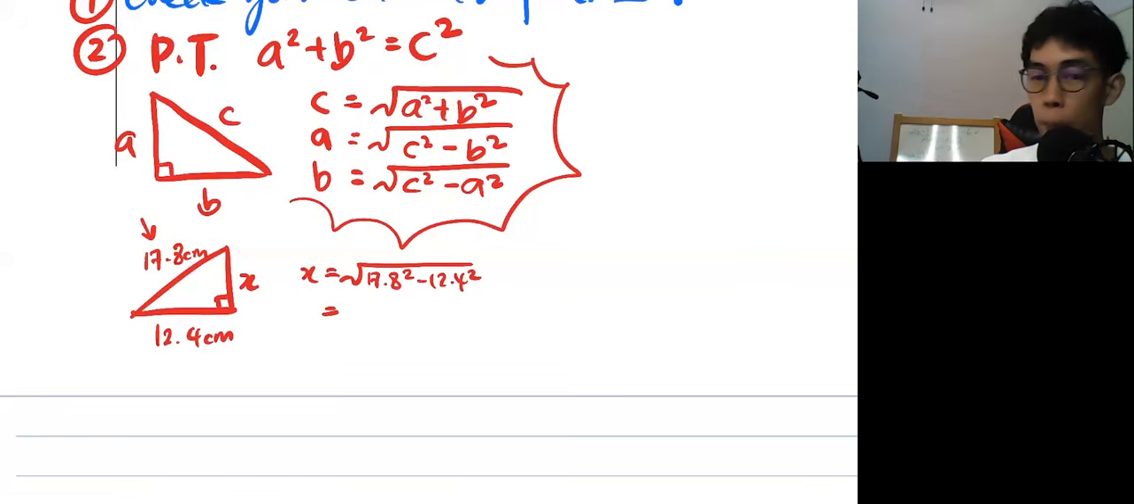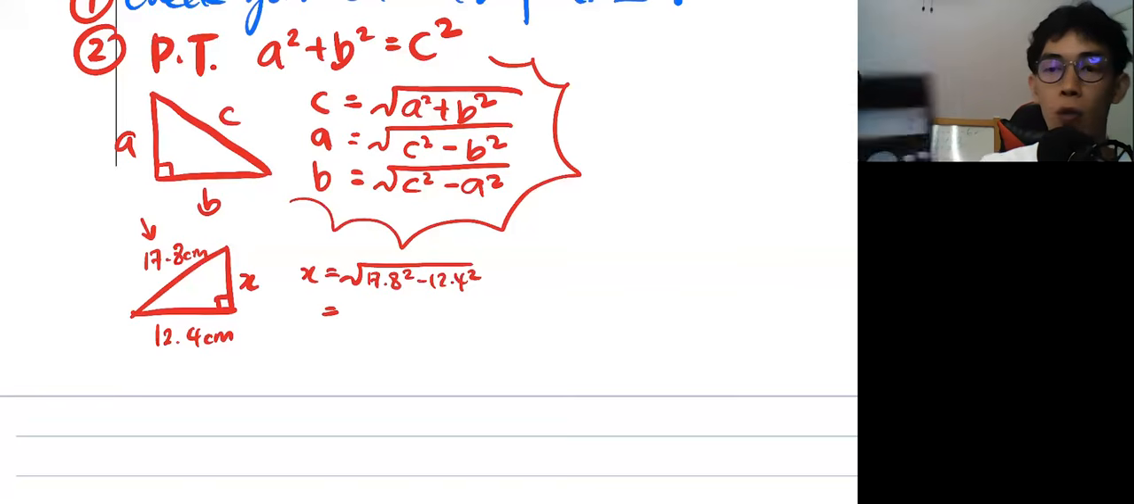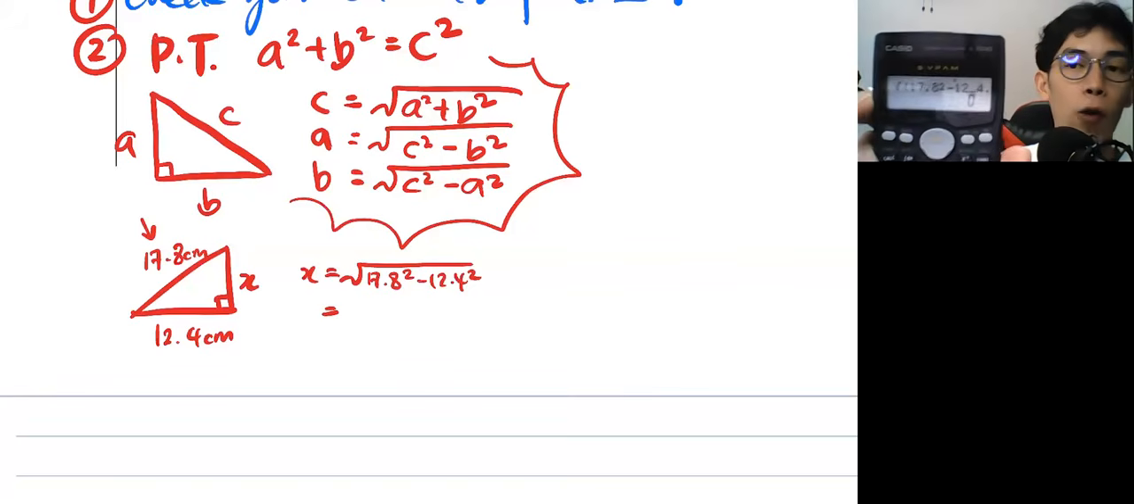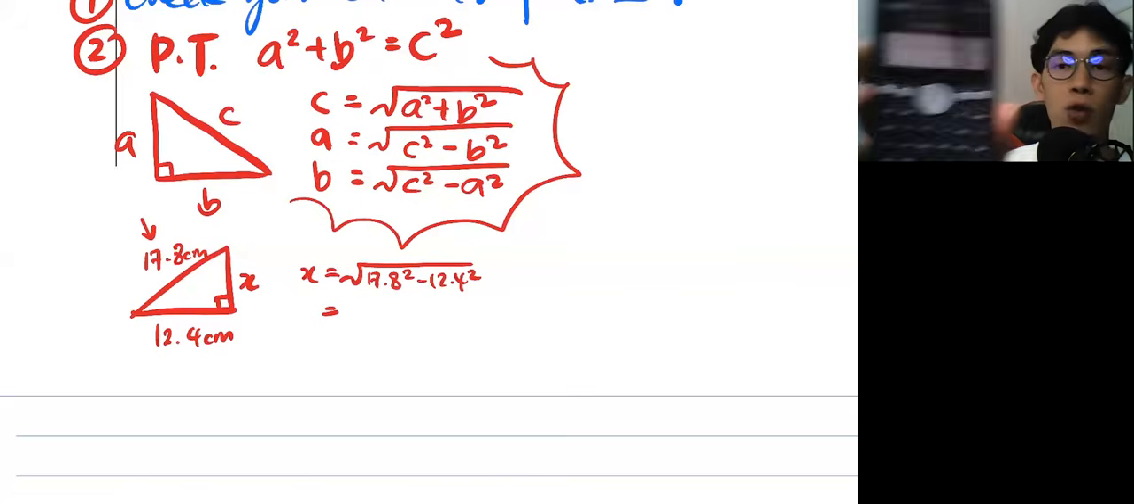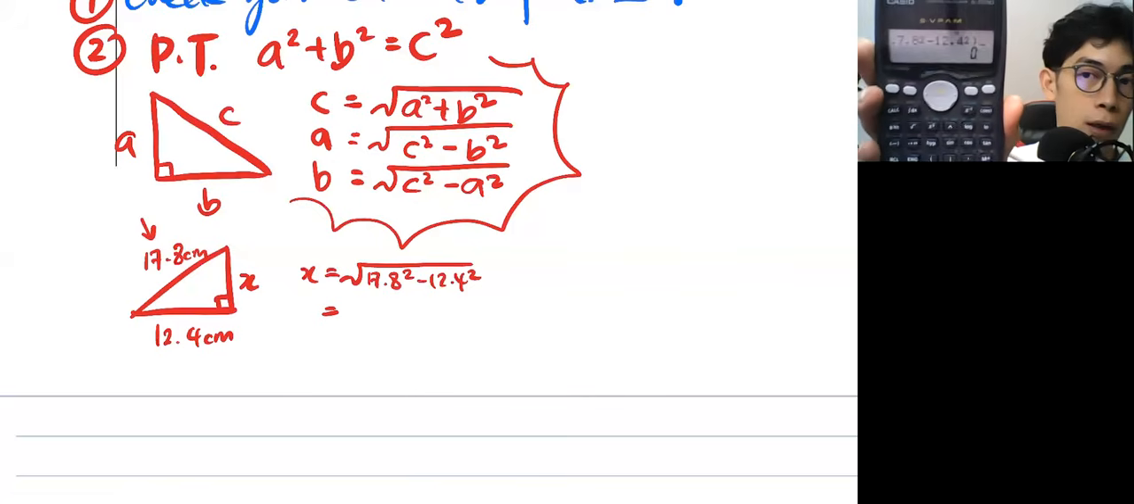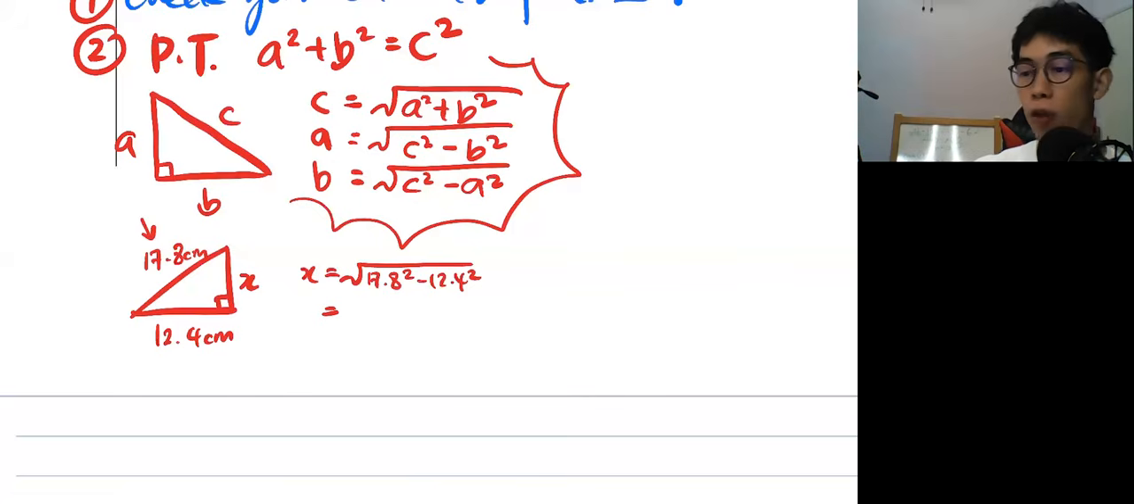So make sure you open bracket, 17.8 squared minus 12.4 squared. You close it with a bracket, you see? So I open bracket, and I end with a bracket. Show you 0.4 squared, close bracket. You see I end with a bracket. Okay, so of course, next you have to press your equal.